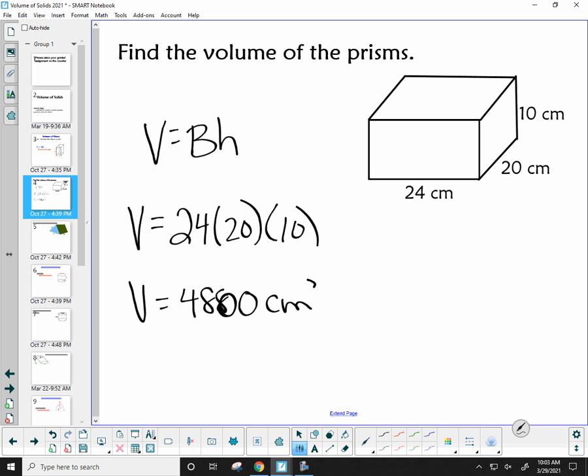4,800 cubic centimeters. Good. So the volume, we're talking about filling up an object, right? Surface area, we're talking about the outside. Volume, we're filling up the object. So we're saying that it takes 4,800 cubes that are 1 centimeter by 1 centimeter by 1 centimeter to fill up that object. Is that okay? All right, so that's kind of old school. We've been doing this forever.